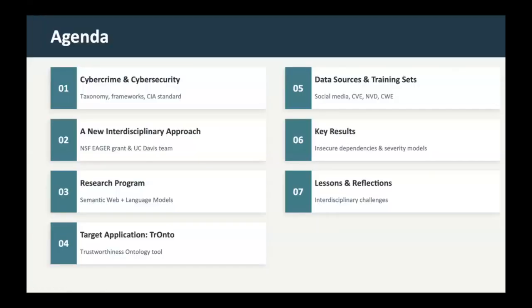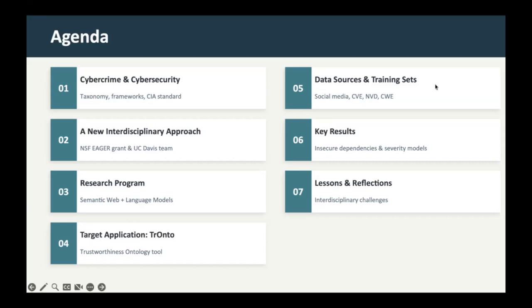So yeah, this is going to be the structure of the talk. First, talk a little bit about cybercrime and cybersecurity in general. I will present the new interdisciplinary approach that was actually motivated by an initiative from the National Science Foundation. I will lay out the research program that our team developed here at UC Davis and the application we developed. We called it Tronto, for Trustworthy Ontology.